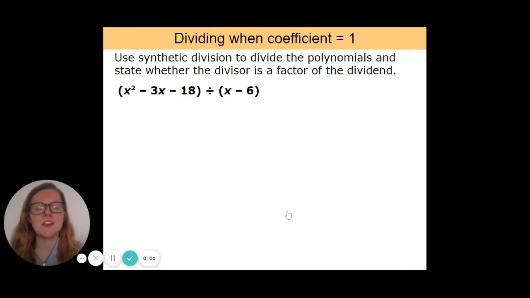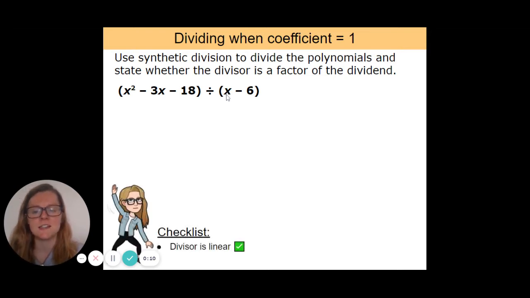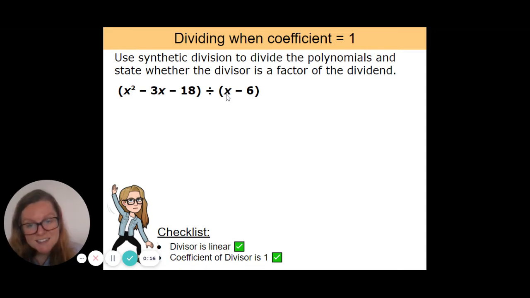All right, so here is how we're going to divide these polynomials when we have a coefficient equal to 1. So I do my checklist before I do synthetic division. I'm like, hey, is the divisor a linear binomial? Yes, it is. And is the coefficient of the divisor 1? Yes, it is. So then I can go ahead and follow these next steps.